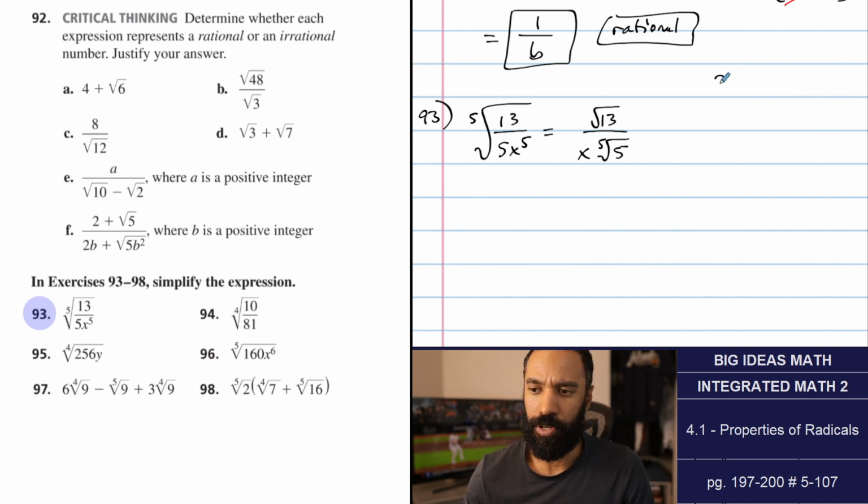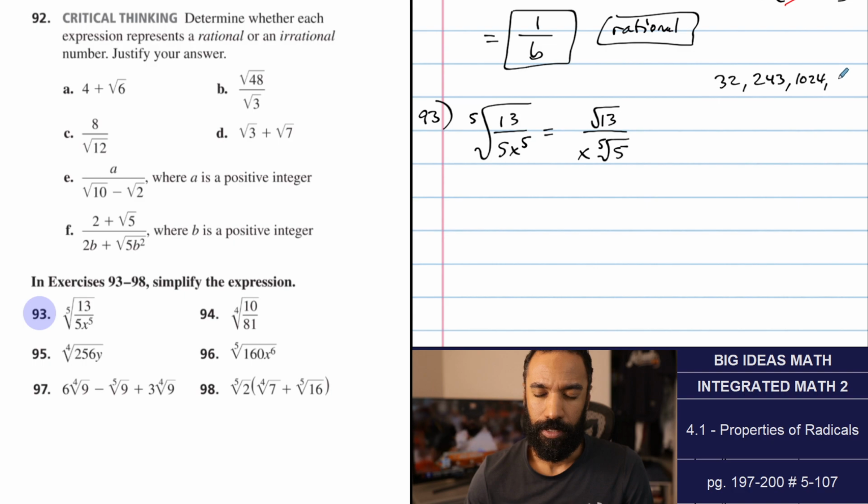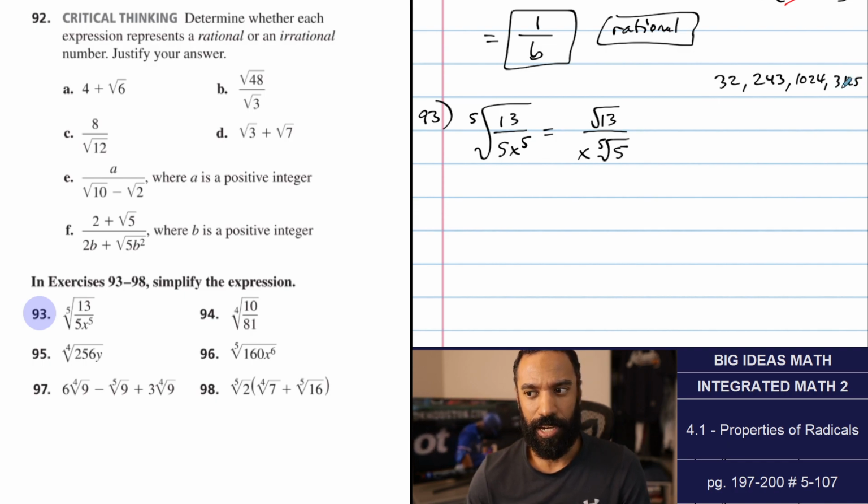So 2 to the fifth is 32. 3 to the fifth is 243. 4 to the fifth is 1024. 5 to the 5th is 3,125. And I guess that's the number I need to get here.